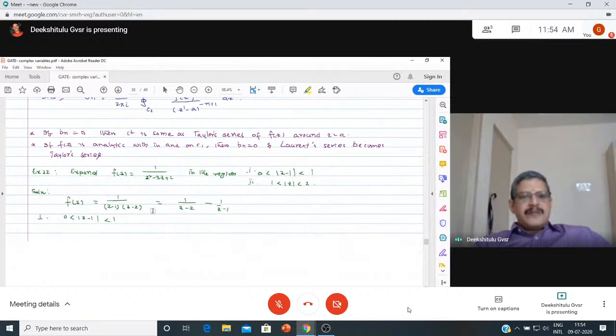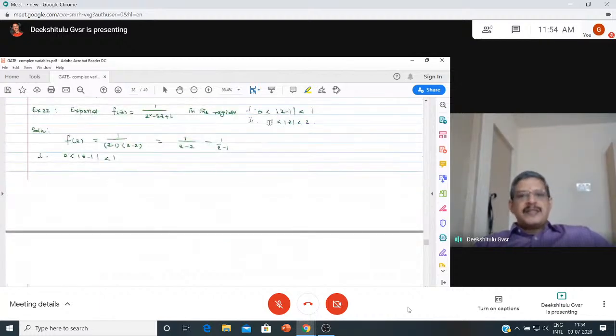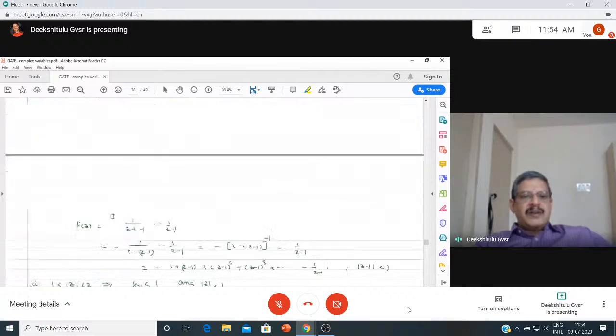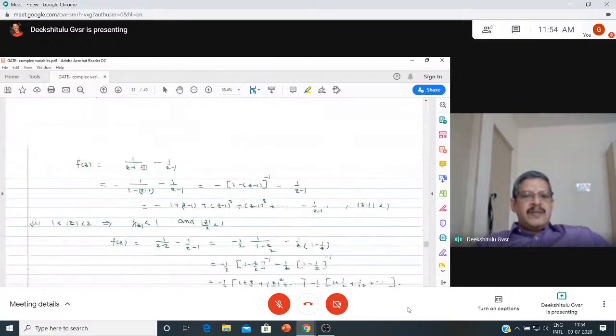Whenever you expand this function as a Taylor series or Laurent series, you have to be very particular about the region of convergence. First, 0 less than mod z minus 1 less than 1. In this region, I write this as 1 by 1 minus (z minus 1), negative, to the power minus 1. Use the formula we have, and here they are all positive powers. In the last step we have a negative power, (z minus 1) power minus 1. This is b_1, the Laurent principal part.